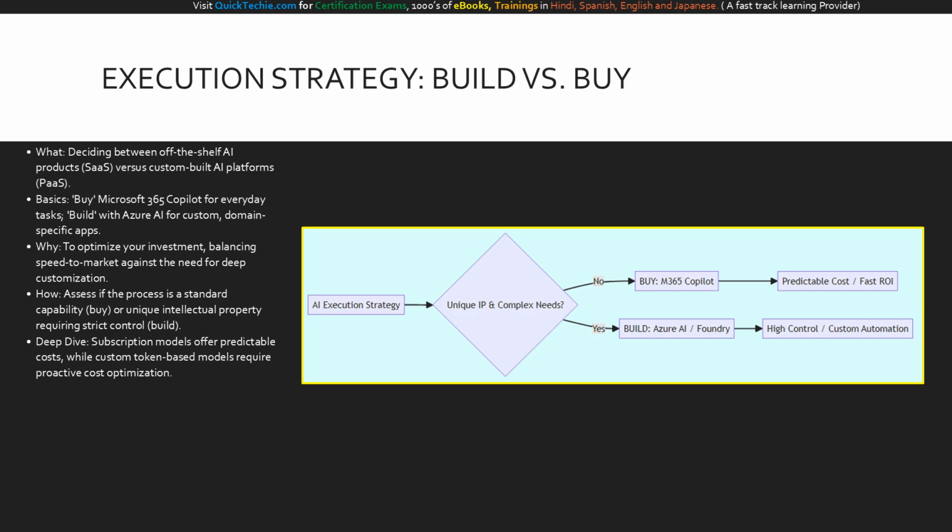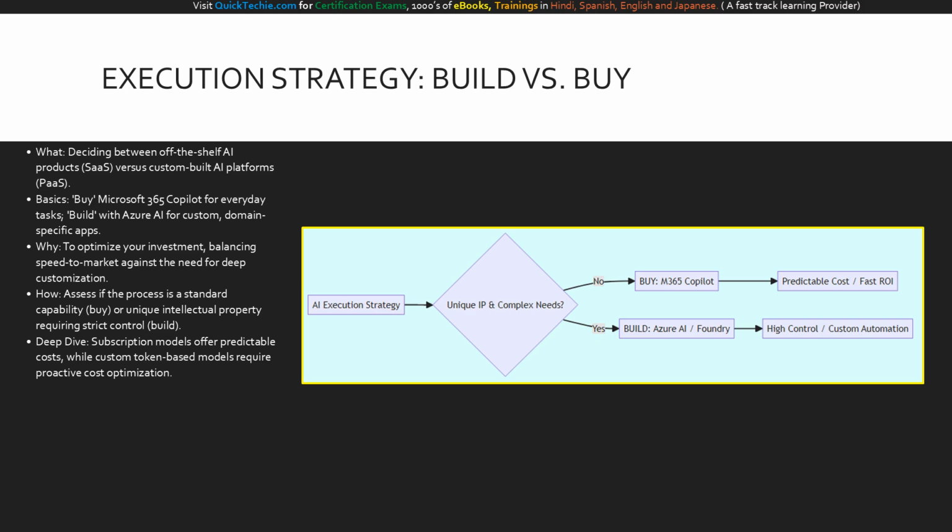Copilot gives you rapid time to value with predictable subscription costs. But if you are handling highly specialized, proprietary data or building a customer-facing application with strict compliance needs, you build using Azure AI. The deep dive here is financial and operational. Building custom gives you total control over the foundational models and orchestration, but it introduces token-based, pay-as-you-go billing that requires rigorous cost monitoring. Let's walk through this execution strategy diagram.